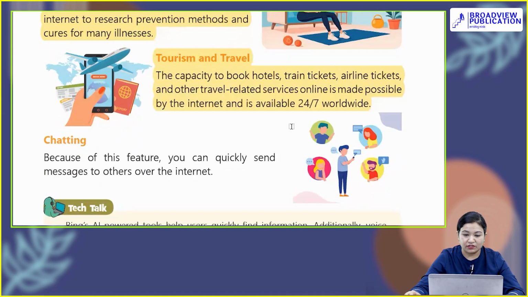Tourism and travel. The capacity to book hotels and train tickets, airline tickets and other travel related services online is made possible by internet and is available 24/7 worldwide. So instead of standing in queues for long hours, you can sit at home and you can just place your ticket reservation and anything. You can reserve your tickets like railway tickets and plane tickets online sitting at home.